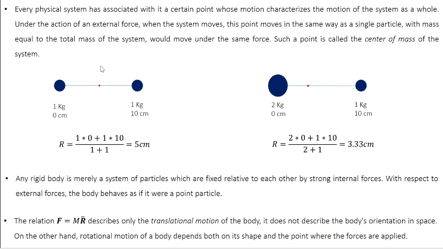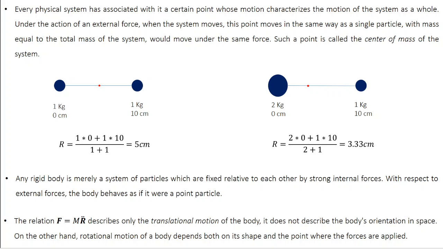Now you can define center of mass as follows. Every physical system has associated with it a certain point whose motion characterizes the motion of the system as a whole. Under the action of an external force, when the system moves, this point moves in the same way as a single particle with mass equal to the total mass of the system would move under the same force. Such a point is called the center of mass of the system.